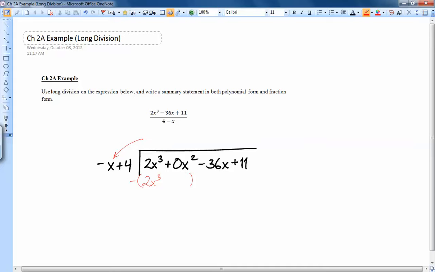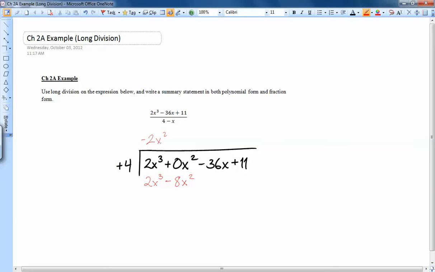So that value is going to be 2x squared, but negative. So when I multiply that out, I'm going to get negative 2x squared times negative x, which is 2x cubed, and then negative 2x squared times 4, which is negative 8x squared. Okay, so now I've got those.